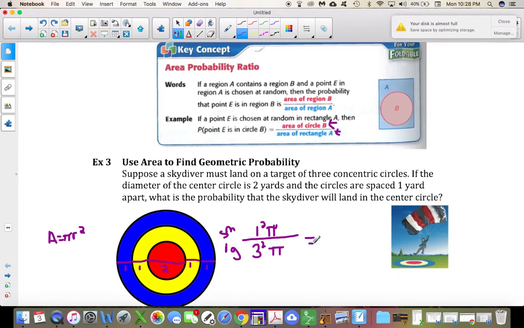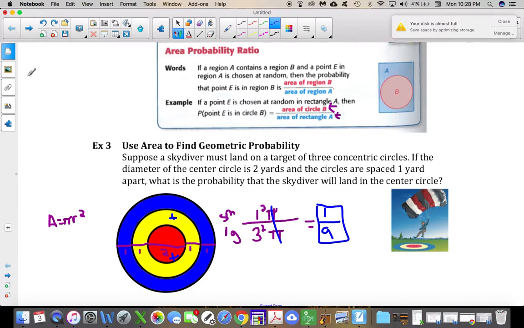Now, don't get out your calculators. Don't start multiplying that stuff together, because let me show you what happens here. 1 squared is 1. 3 squared is 9. And the pi, since I have a pi on the top and a pi on the bottom, those just cancel out. So basically what's happening here is if my skydiver lands randomly on this surface, maybe he lands here, or here, or here. Basically, he has a 1 in 9 chance of landing on that red circle.